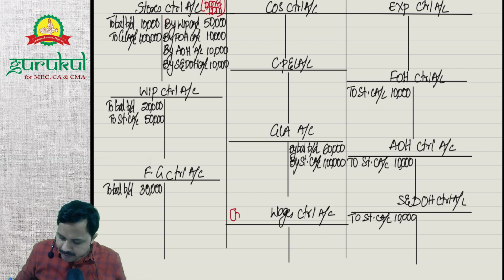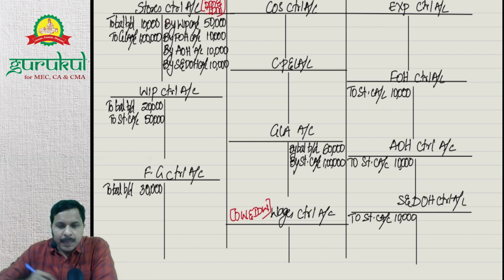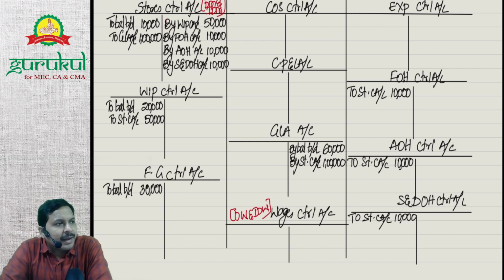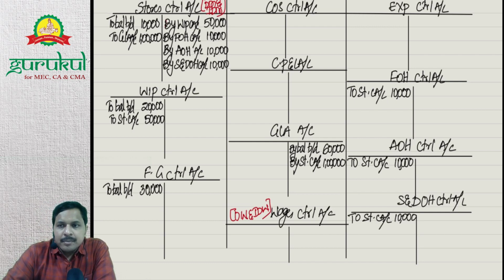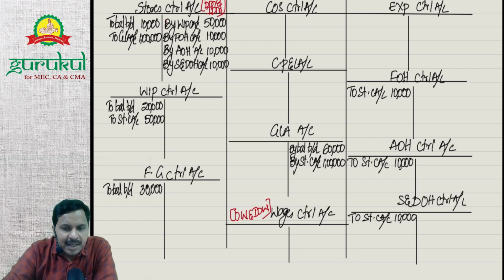Both direct wages and indirect wages. Okay. First, wages paid. What will be the entry? Wages control account debit to GLA account. Now avoid cash and credit like creditors etc. You just avoid. So the final entry will be wages control account debit to GLA. That is the entry for wages paid. This is our sixth entry.